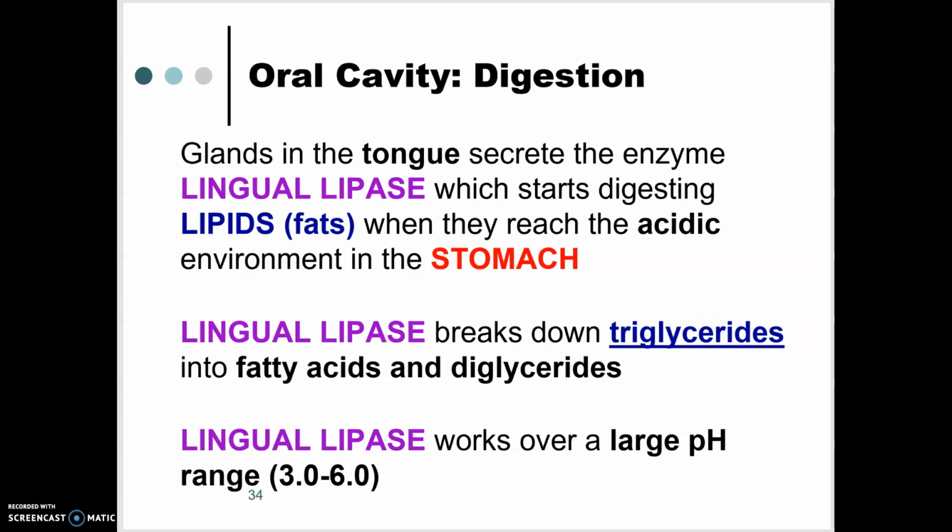So the lingual lipase will break down triglycerides into fatty acids and diglycerides, and this lingual lipase will work over a pretty large pH range, between 3 and 6. So that tells you that it will still work in the upper part of the stomach, like we talked about on the previous slide, but it probably won't be quite as efficient as we get further down into the stomach, where the pHs get much lower.